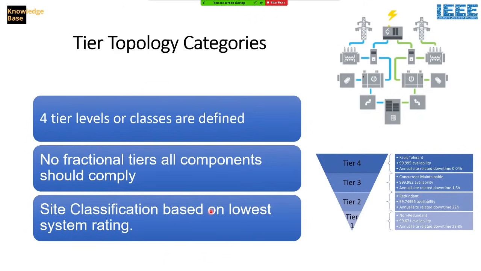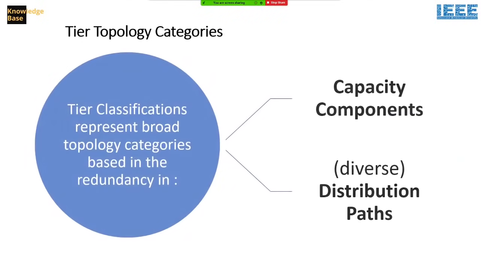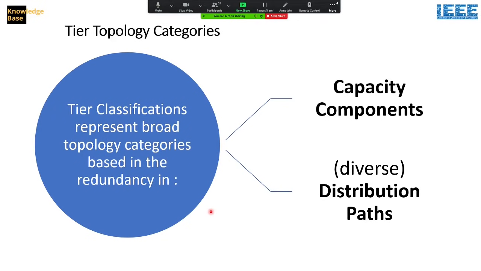Now, these classifications or topology categories are defined in 2 types of redundancies. One is the component redundancy, the capacity component redundancy.